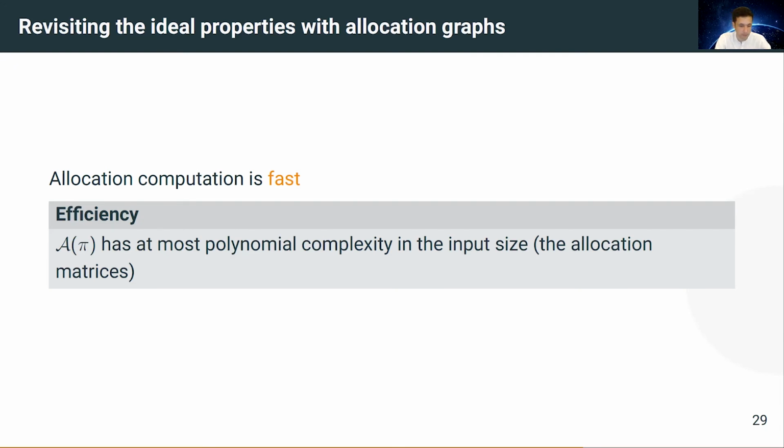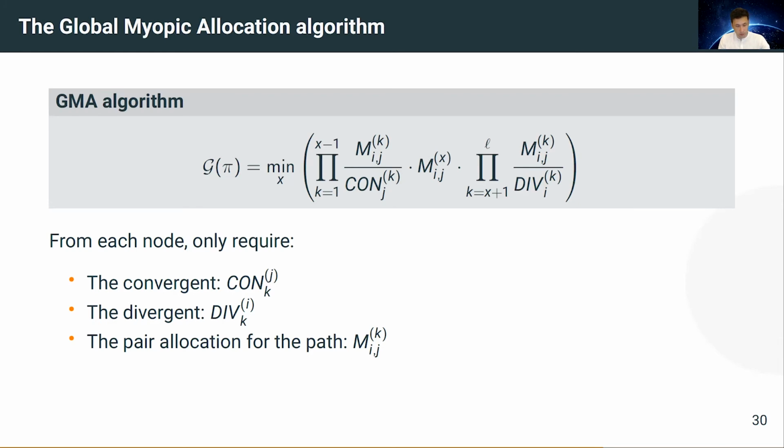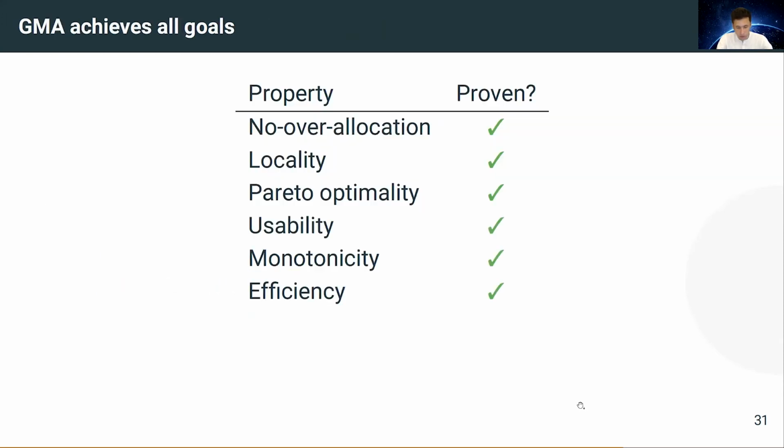The search for a solution to the distributed path allocation problem leads us to the Global Myopic Allocation algorithm, or GMA, which you can see here on the slide. GMA can compute an allocation for any path on the graph, starting only from the convergent, divergent, and pair allocation of the nodes on the path. And we therefore see already from this formula that it has linear complexity in the input size. Not only that, but it also checks all the boxes for the properties we required and formalized before. We prove that it achieves all these properties in the paper.